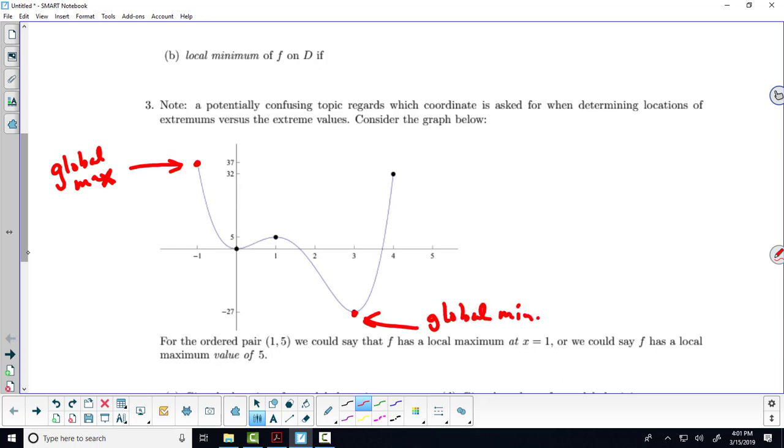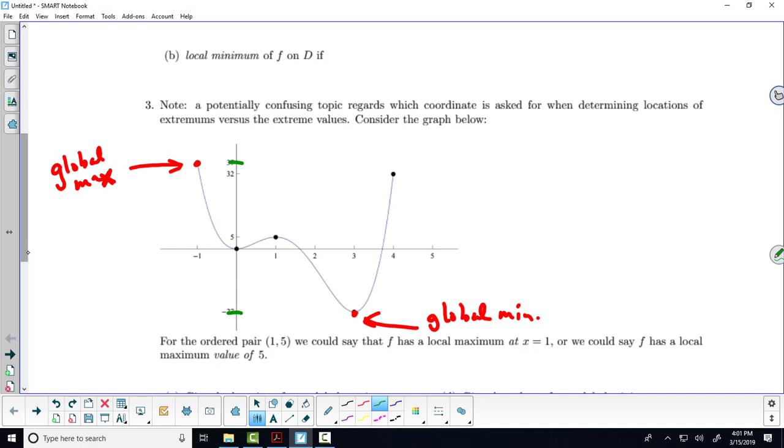Meaning, of all the y values that show up associated with domain values in the function, this y value right here, negative 27, is the smallest y value. Likewise, of all the y values that show up in this function, for any x in the domain, this is the greatest y value. So that point right there would be labeled as a global maximum.